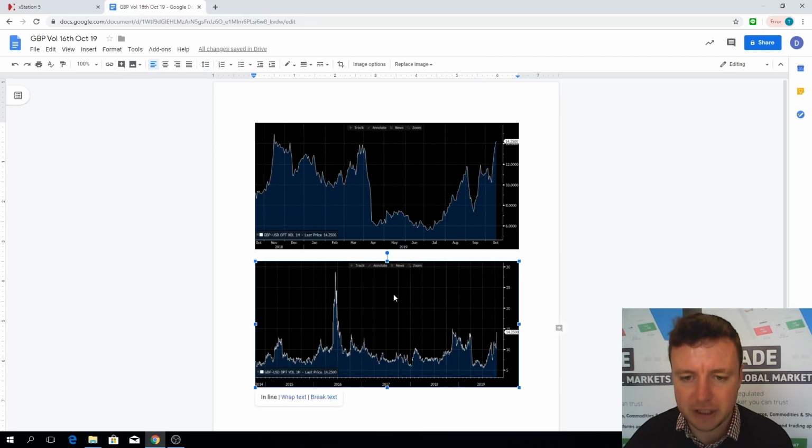Now, this bottom picture is the same but just zoomed out, so this shows the last few years of this, and you can see if we do get back up above that 15 level that we saw last year, then there's not been higher expected volatility in the market since the Brexit referendum itself back in the summer of 2016.